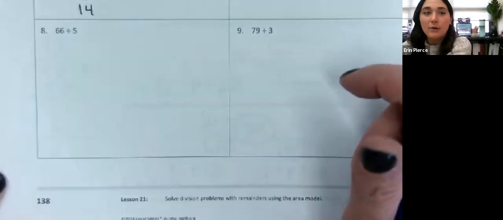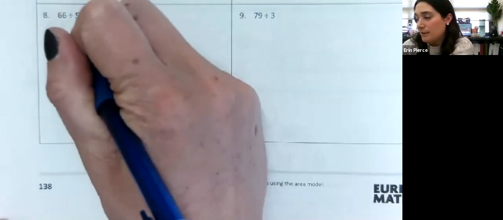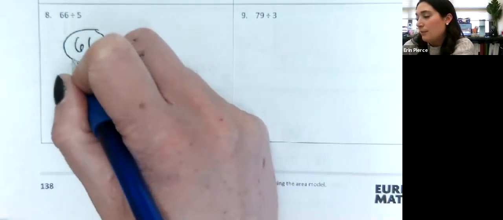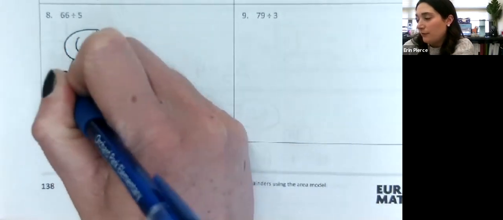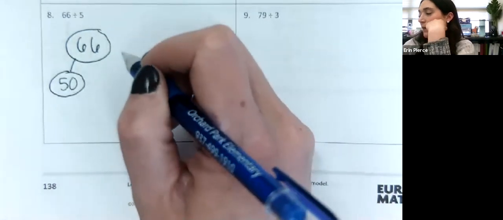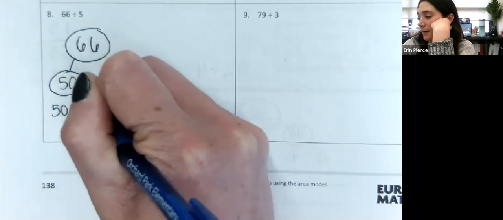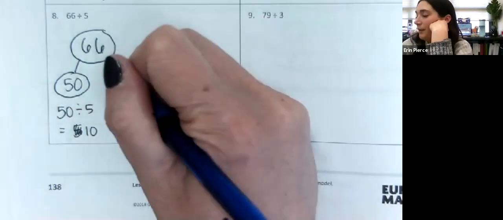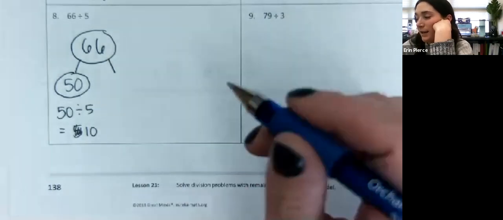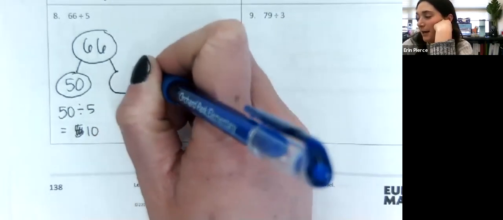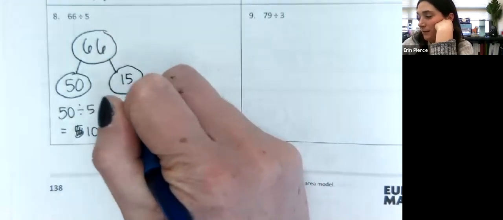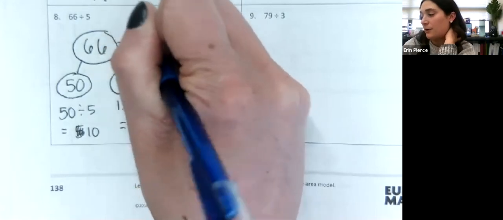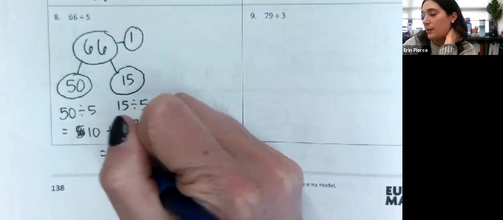That doesn't seem like I'm going to have an even answer. It seems like one that would have a remainder. Let's do 66. Ooh, and then do a number bond. Because I'm using 5, I might want to use the number 50. And then 50 divided by 5 equals, not 5, 10. And then if I did 16, I know 16 and 5 doesn't work, but I know 15 and 5 will work. If I do 15 divided by 5, I get 3. And I have just 1 left over. If I add 10 and 3, I get 13 remainder 1.